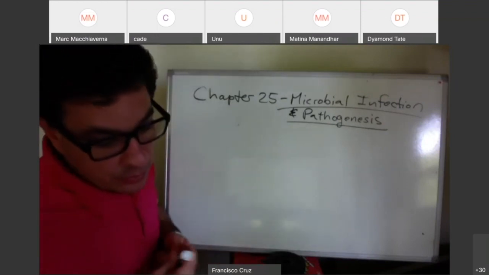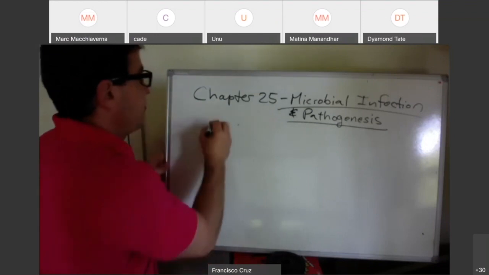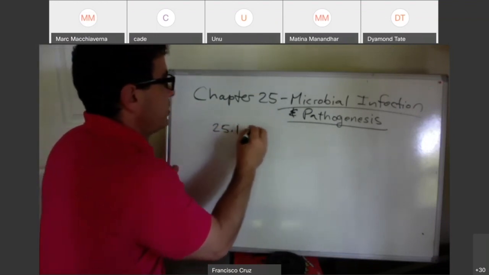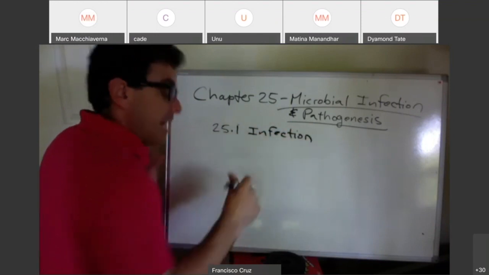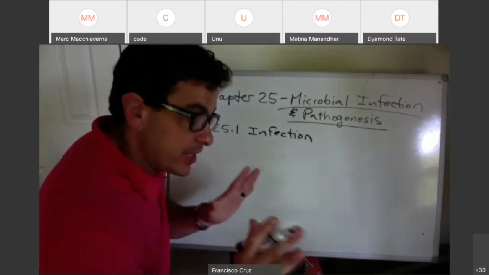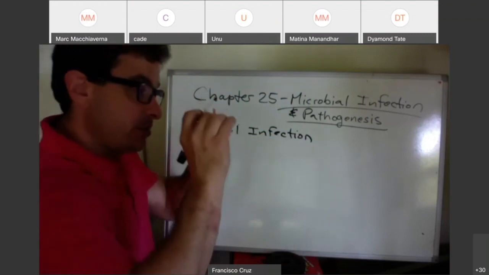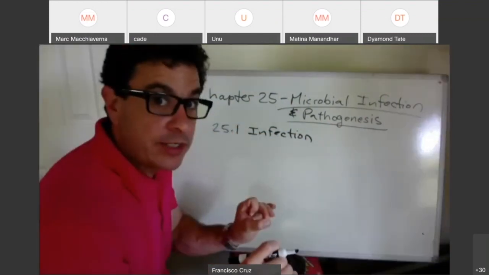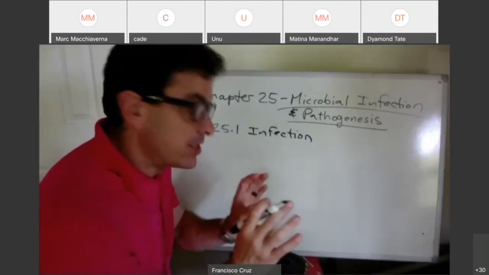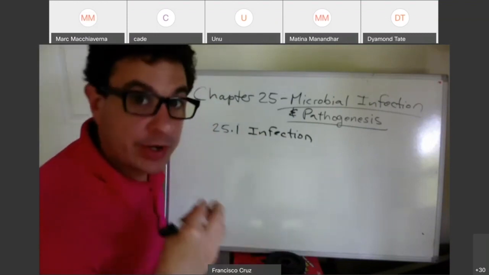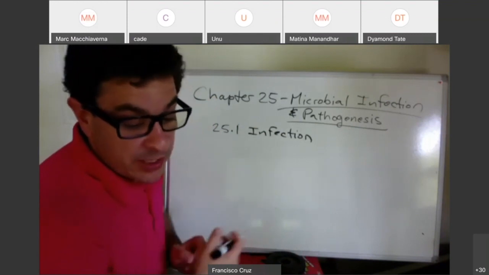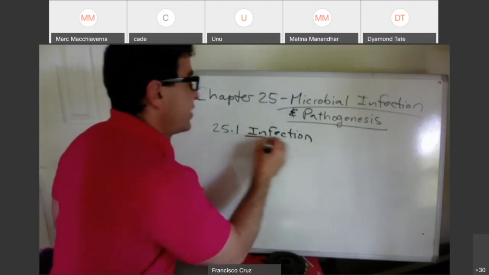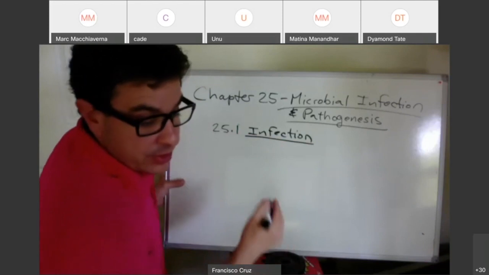And so we're going to have 25.1 infection. I know the presentation thus far has been really rushed. Going at normal Dr. Cruz speed now. I just want to get through that material. This stuff's good, and I wanted to offer it to you, and I think this is what you guys want to see. So infection, we have to define infection.